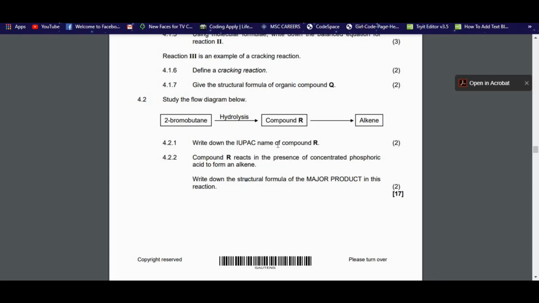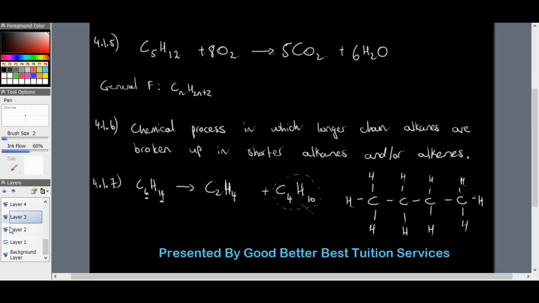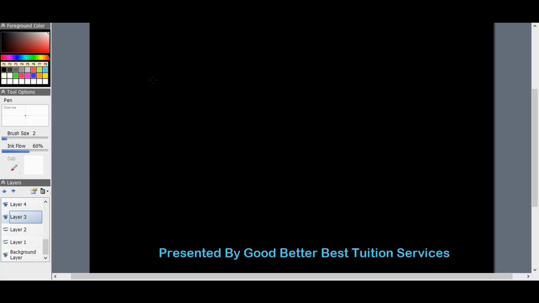So we want to find the name of compound R. If I'm adding OH, I know, according to my knowledge of organic chemistry, that any organic compound that contains OH must give me an alcohol. This is the functional group of an alcohol, of course. If I have a C bonded there, but I have an OH present there, I know that this part here is the functional group of an alcohol.